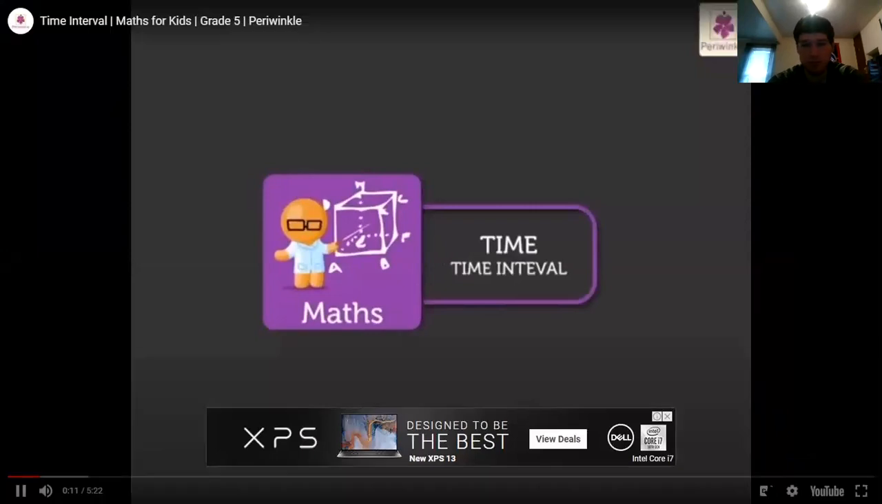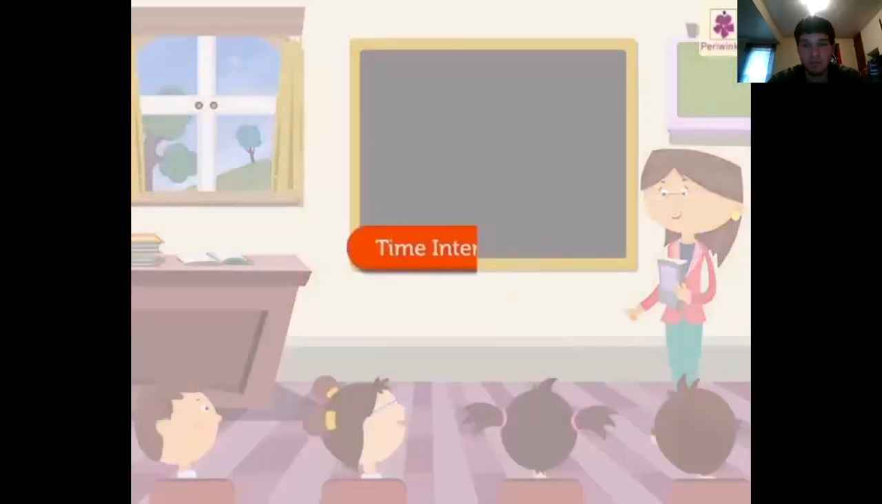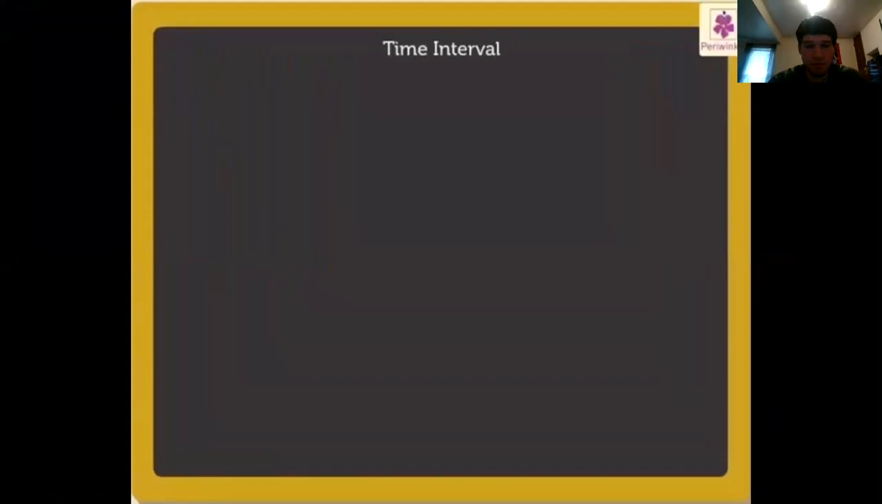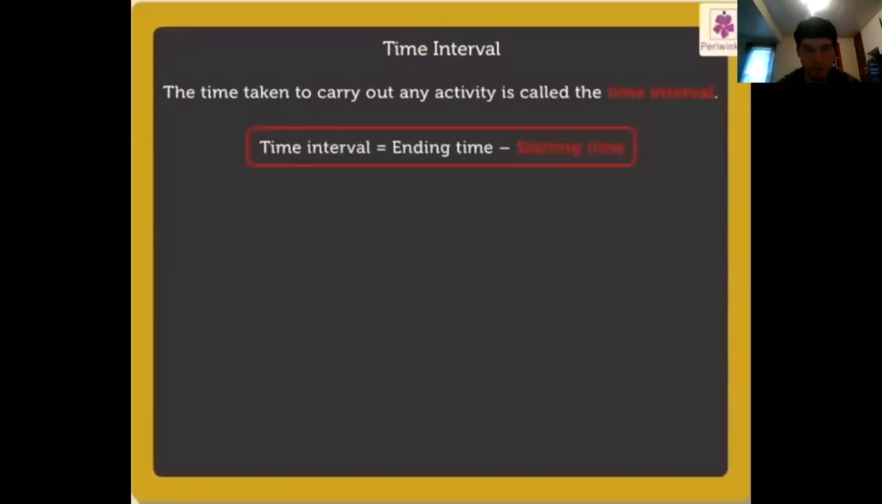Time interval. Hello kids. Today we shall learn about time interval. Let us begin. What do we mean by time interval? It is the time taken to carry out any activity. For finding the time interval for a particular activity, we need to subtract the starting time of the activity from the ending time of the activity.